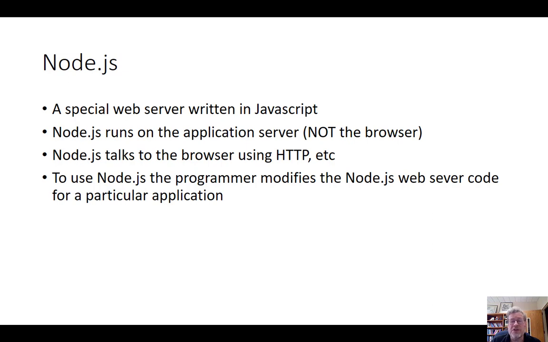So Node.js runs on the application server, not in the browser. Node.js talks to the browser using HTTP. The browser never realizes it's talking to Node.js. It just knows it's talking to a server that knows how to speak HTTP. Okay? To use Node.js, the programmer modifies the Node.js web server code for a particular application. So they customize it to do a particular application. If we're a bank, we customize it to do online banking for our bank or whatever.